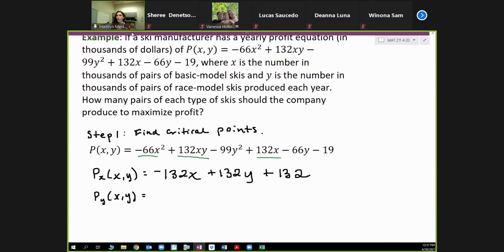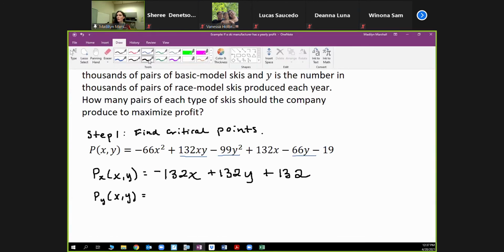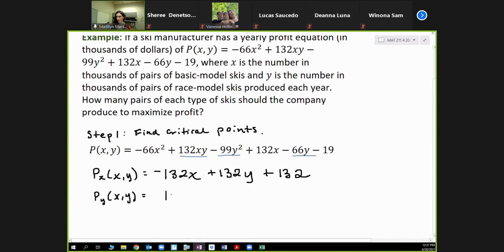So then we would go through and do the same thing for all of the terms with y's in them. So now we have 132x, yes, for that first term with a y in it, minus, so we have 99y squared, so that'll be 198y, minus 66.